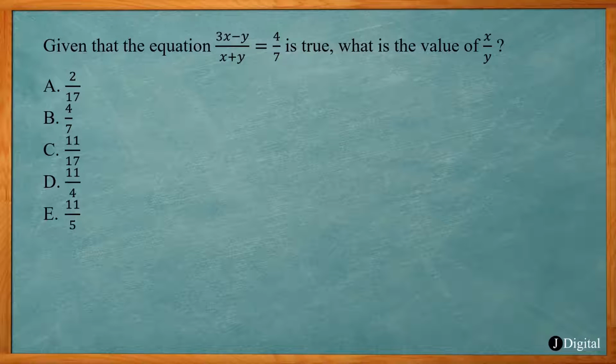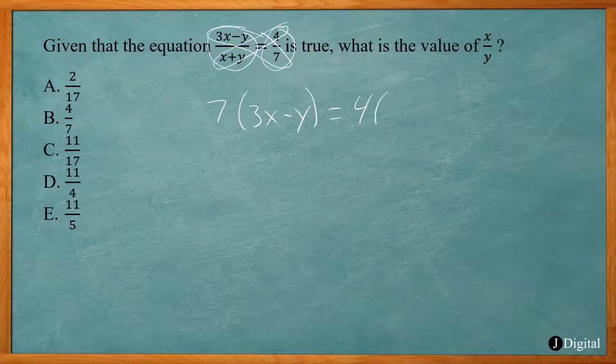This one says, given that equation (3x minus y) over (x plus y) is equal to 4 over 7 is true, what is the value of x over y? And when you have this type of equation, you have something equals something else. You want to do the cross multiplication. So (3x minus y) times 7 equals 4 times (x plus y). So 7 times (3x minus y), and 4 times the quantity x plus y. Distribute the 7, 21x minus 7y. Distribute the 4, 4x plus 4y.